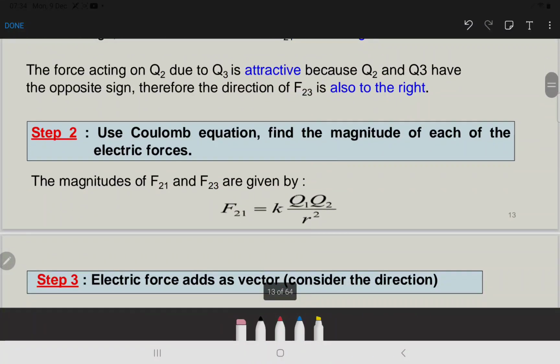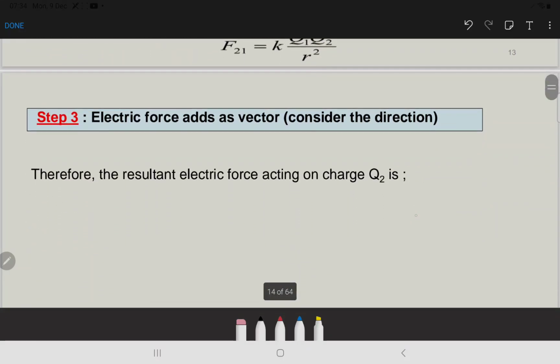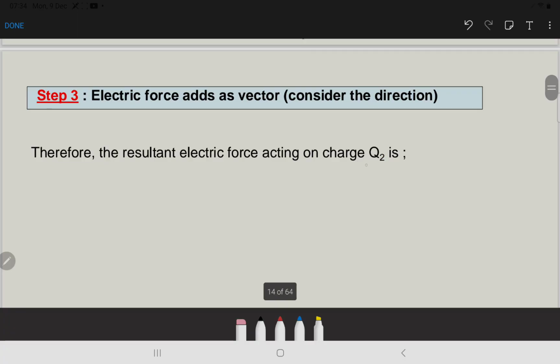Alright, so basically with the equation and everything given, you can simply replace in the values. Find the resultant force acting on Q2, the final value.